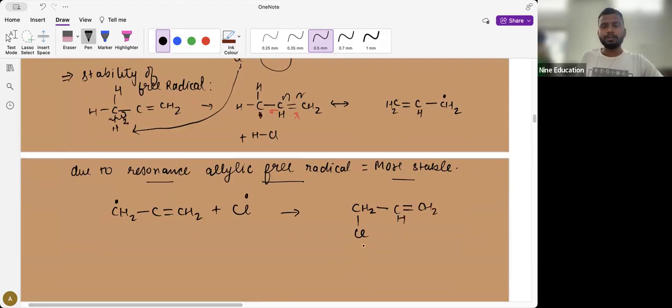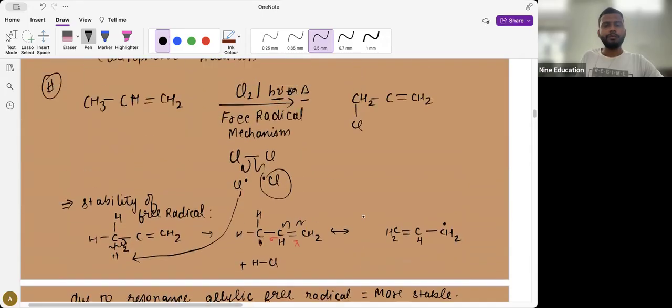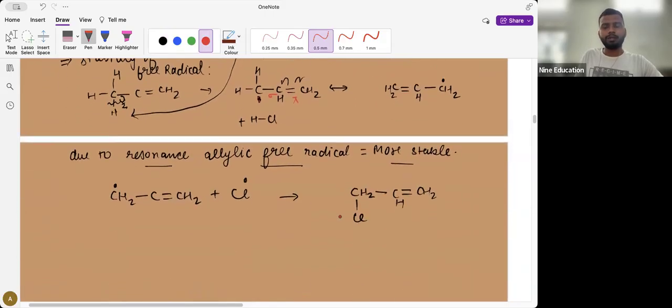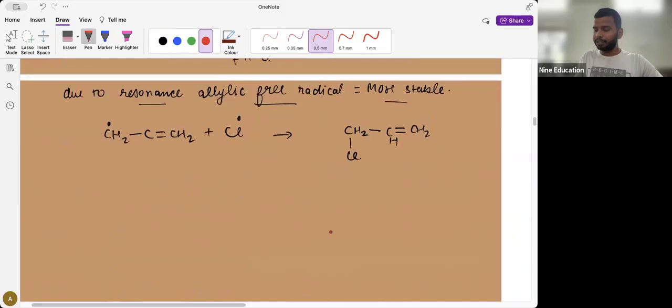So here, see this. Our main product when we are doing this reaction, Cl2 in heat and light, we always add Cl at the allylic position. We always add Cl at the allylic position, where the free radical was more stable. Similarly, let's say I take one more example.